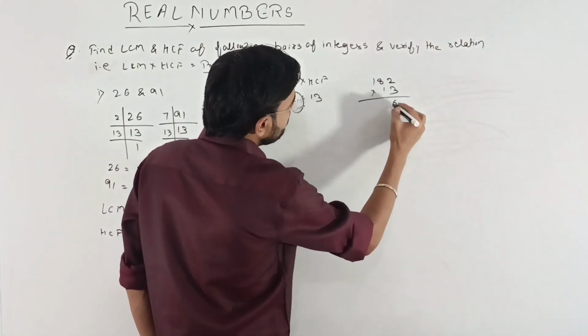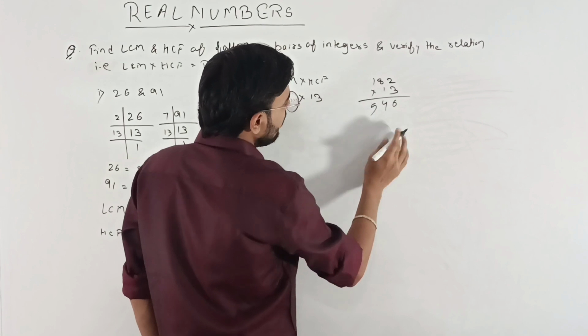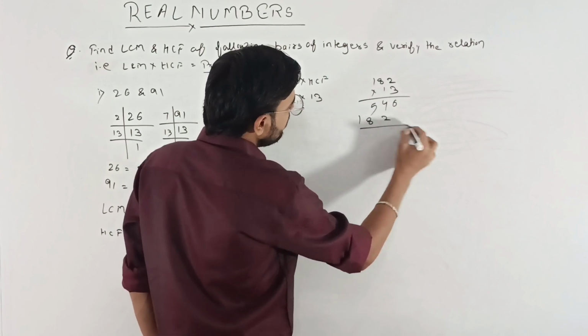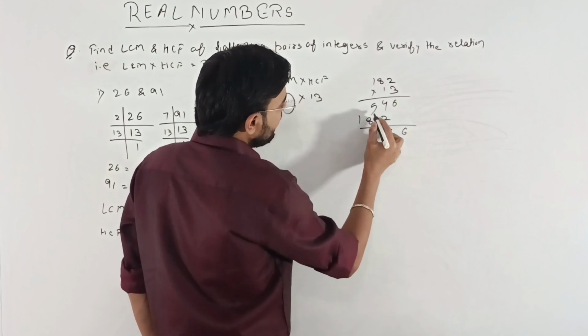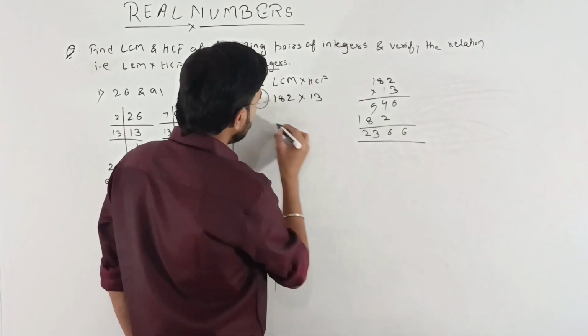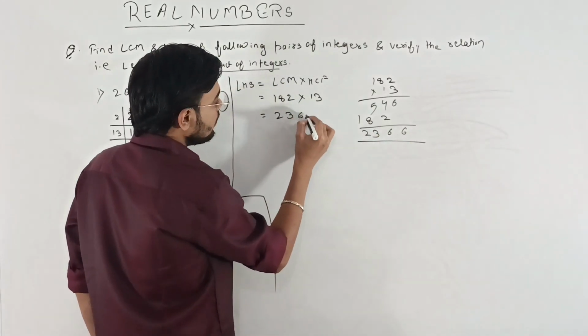3 times 2 is 6, 3 times 8 is 24, and 3 times 1 is 3. Then 1 times 182 is 182, and adding, we get 2366. LHS is 2366.